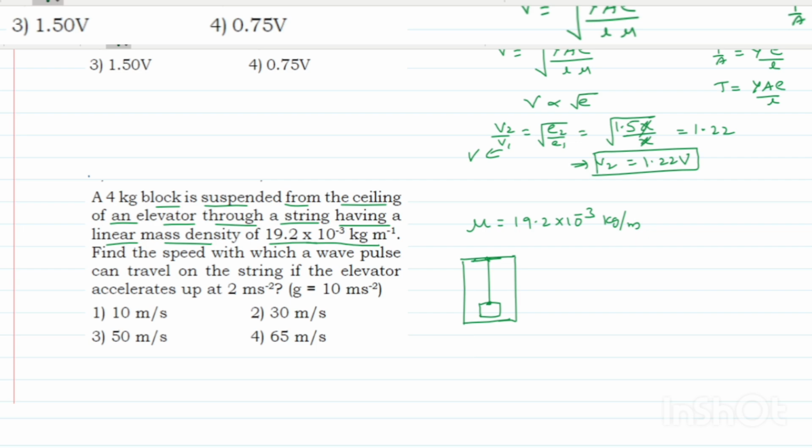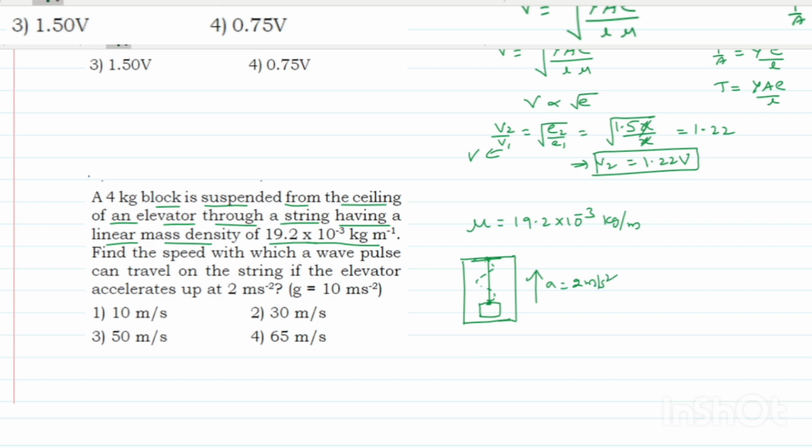This is a 4 kg block that you are going to be suspending. Now here we need to find the speed with which a wave pulse can travel on the string. With what speed is it going to be traveling if the elevator is accelerating up with an acceleration of 2 meters per second squared, as given.